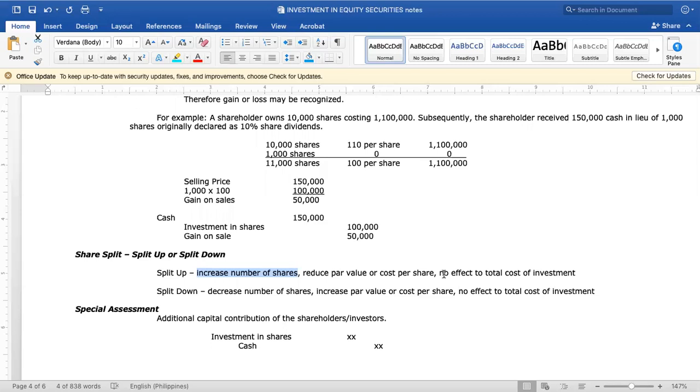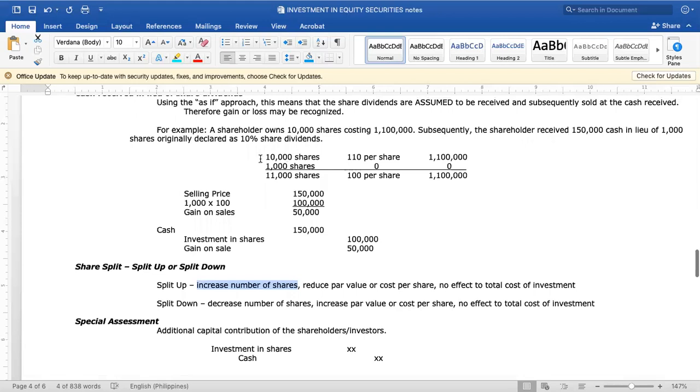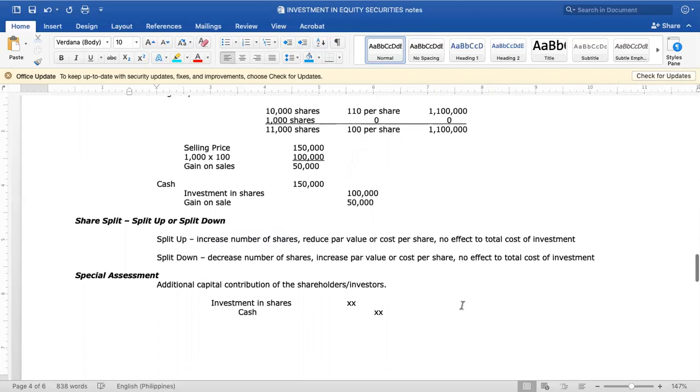So it increases the number of shares. It will reduce the par value or cost per share, but it does not affect your total cost of investment. Actually, same computation ani, diba? So same lang ang total cost, but the number of shares increases and it decreases the cost per share of the investment. So if you say split down, gipagamay ang shares. So decrease the number of shares because ni gamay ang number of shares, ni increase ang par value or cost per share, but again, no effect to your total cost of investment.